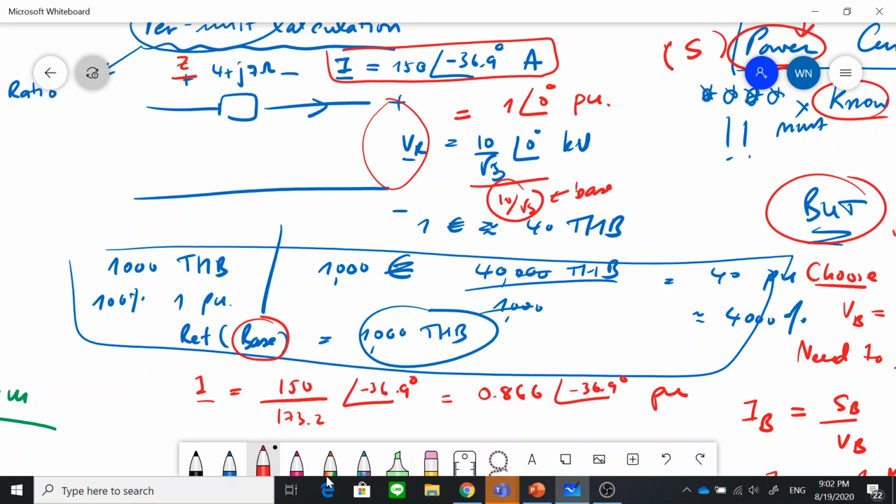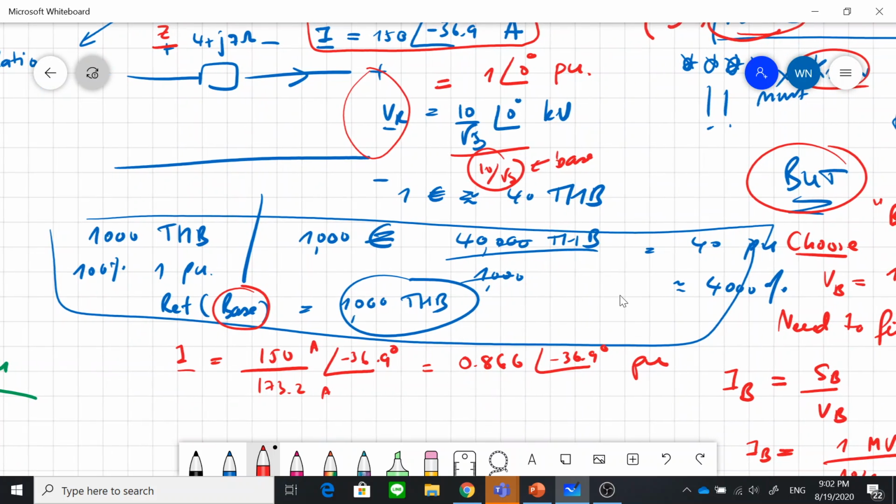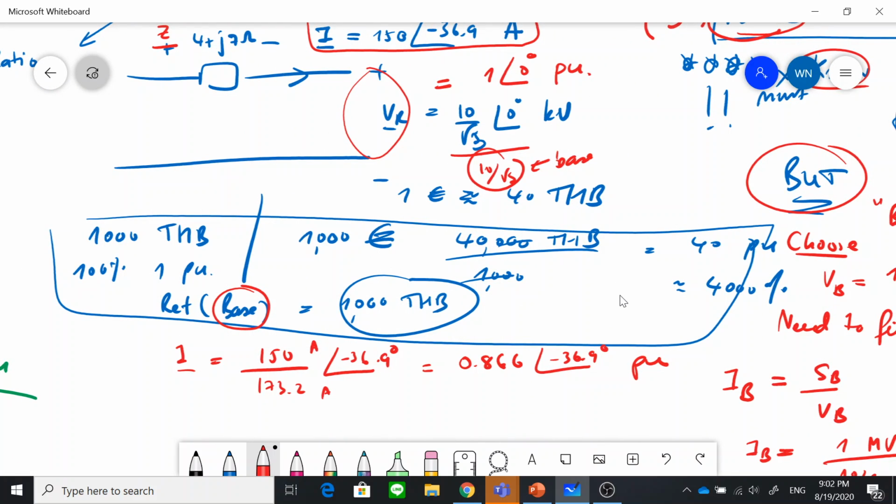The per unit means that it doesn't have any unit, or it is unitless. Why is it unitless? Because this is amperes divided by amperes, and the units just cancel. So the per unit itself doesn't have any physical unit. In summary, what we are doing here is trying to change all the circuit quantities to be in percentage, and we compute this in percentage.